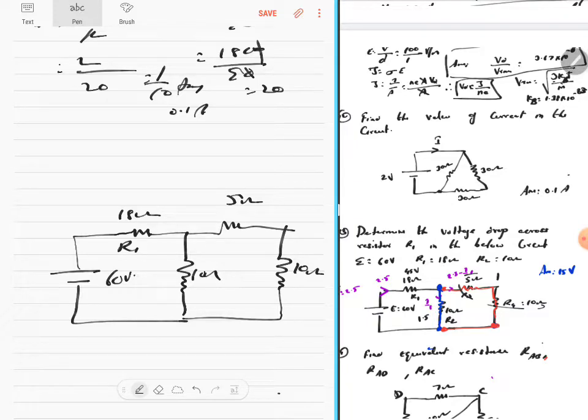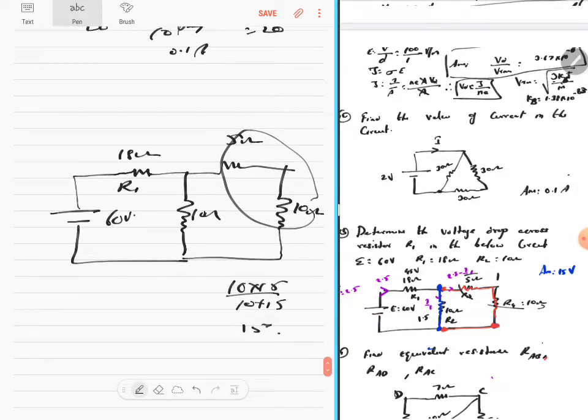So, what is this? This and this is in series, 15. That and this 10 is in parallel. So, 10 into 15 by 10 plus 15. What is it? It's 150 by 25. 25 sixes are 150. So, till here it becomes 6. That 6 and this 18 is in series. 18 plus 6 makes it 24 ohms.